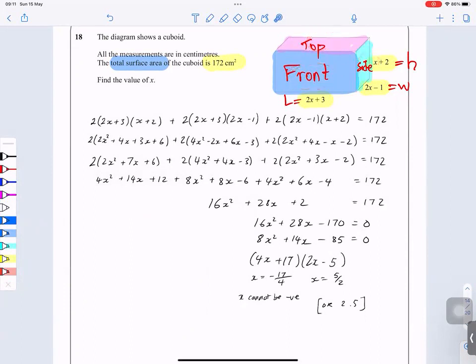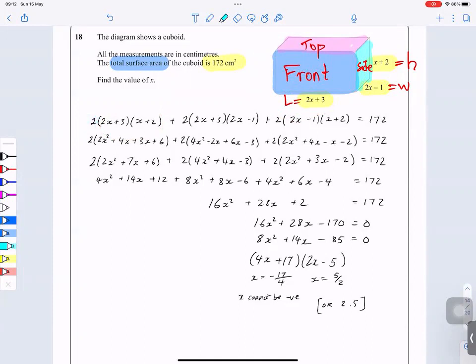And we have to double them because there's a top and there's a bottom, there's the right side and there's the left side, and there's the front and there's the back. So for the front, it's length times height, so it's 2x plus 3 times x plus 2. And you double it, you times by 2, because there are two of them.